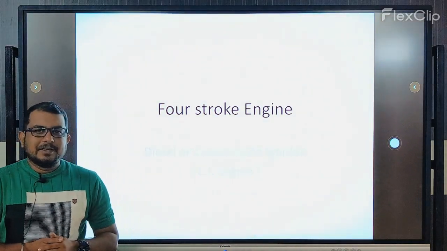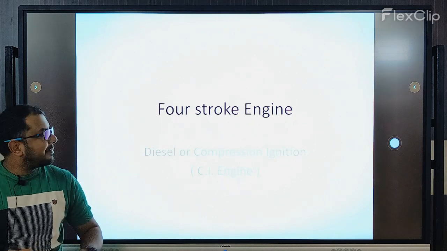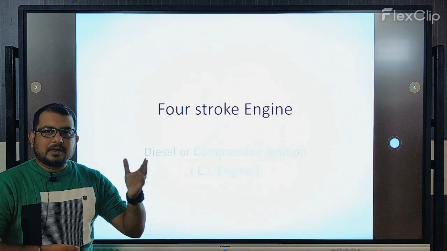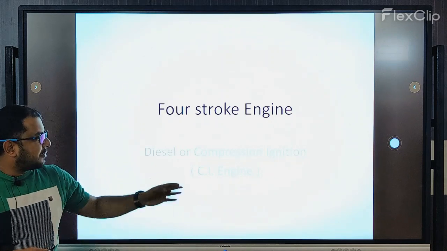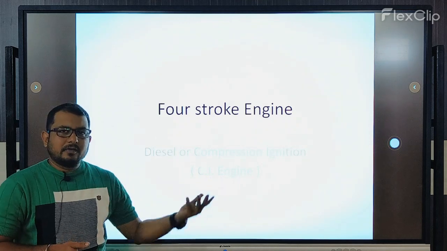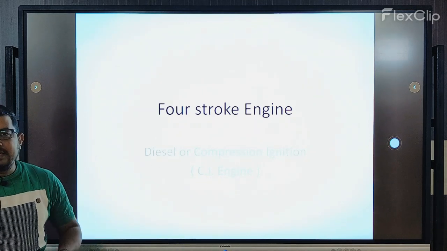Hello students, today we will be discussing the compression ignition engine. We have taken a 4-stroke engine. The diesel engine is our compression ignition engine, or we can say CI engine. So we will be moving forward to see what a CI engine is all about.